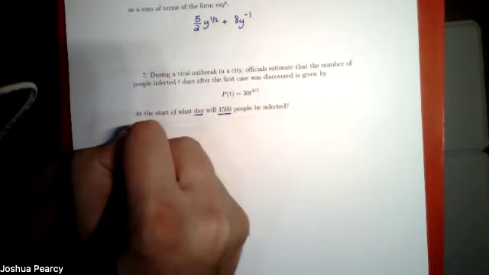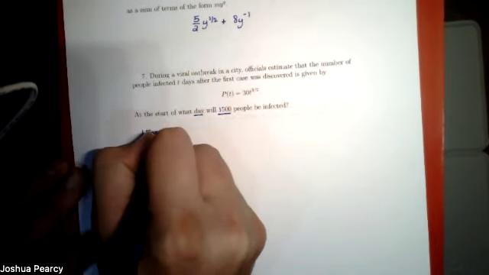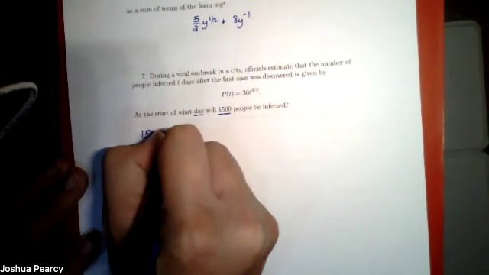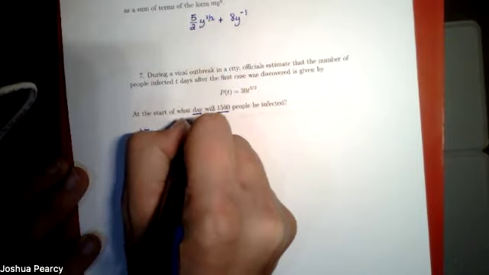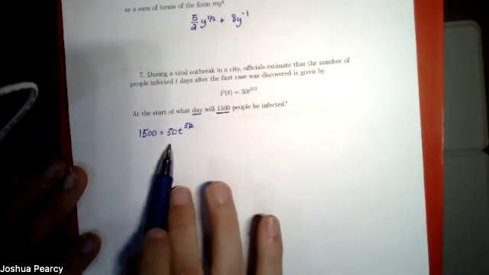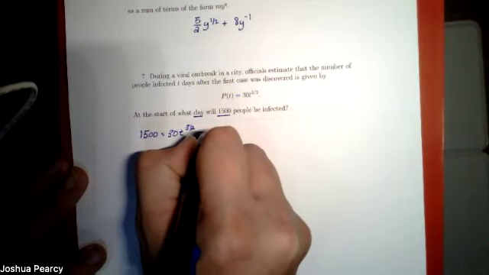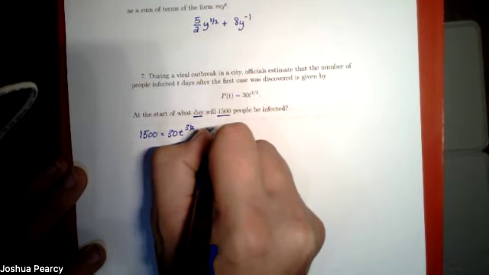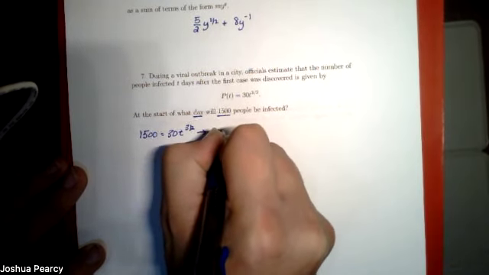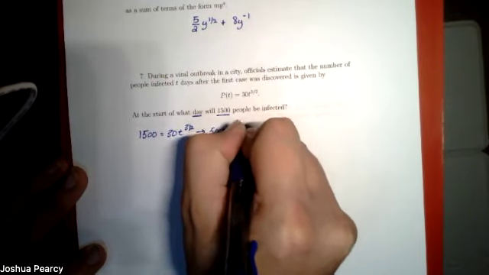So let's do that. So we have 1,500 equals 30 t to the 3 halves power. So we're going to start by dividing both sides by 30. And when I do that, 1,500 divided by 30 gives me 50. So I have 50 equals t to the 3 halves.